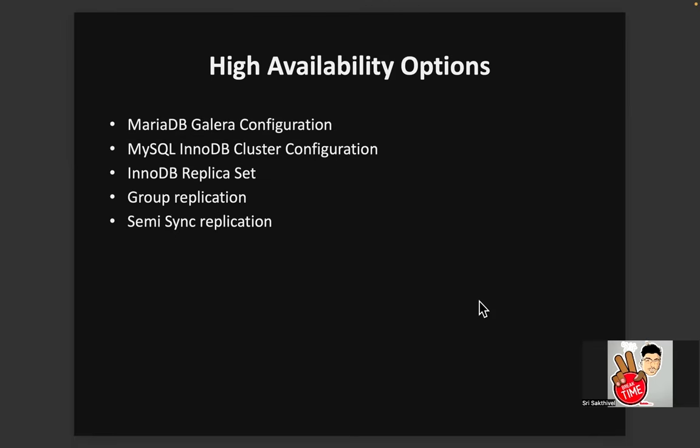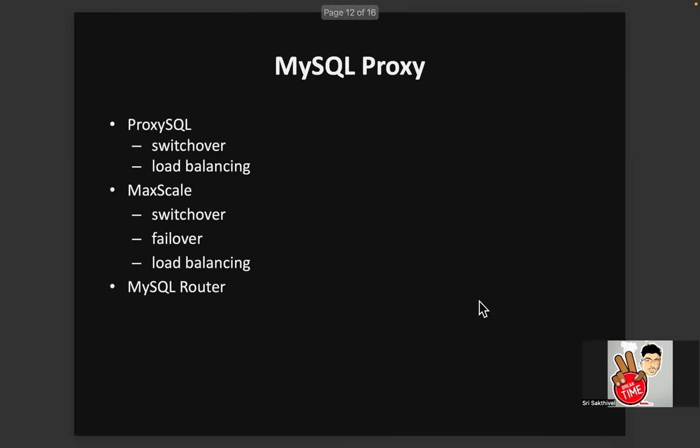And this is the high availability part. There we will mostly cover the cluster technologies like Galera, InnoDB Cluster, ReplicaSet, Group Replication, and the semi-synchronous replication technology. How to set up, how to configure, what are the important parameters, all these things will be covered. And proxies: MySQL Router, MaxScale, and ProxySQL, where we will see how to perform switchover and load balancing with all these three proxies, in the asynchronous environment as well as the cluster-based environment.